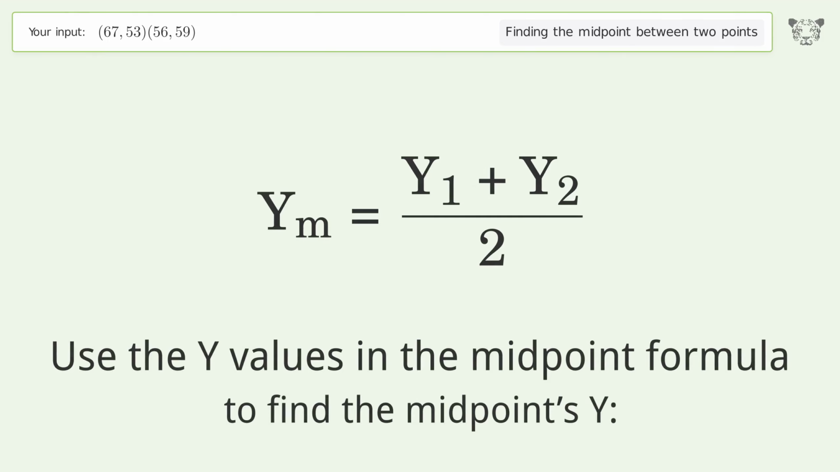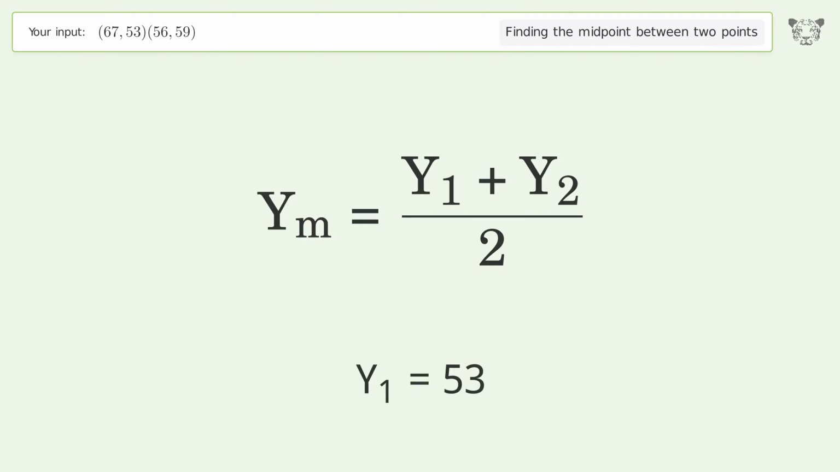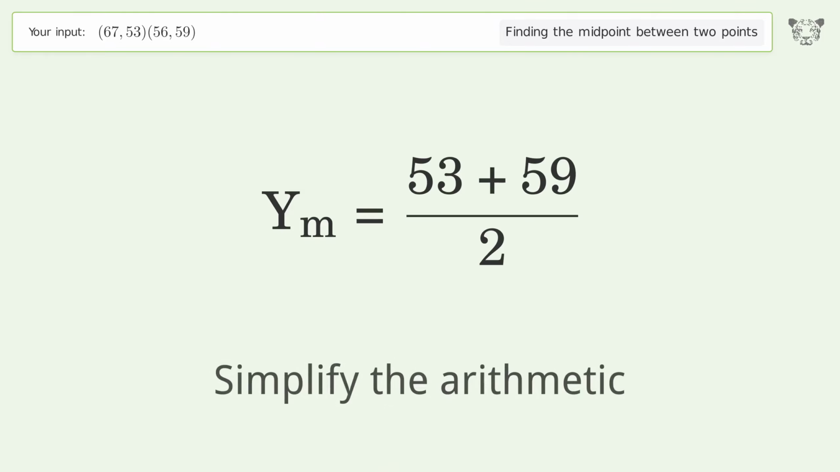Use the y values in the midpoint formula to find the midpoint's y. y1 equals 53. y2 equals 59. Simplify the arithmetic.